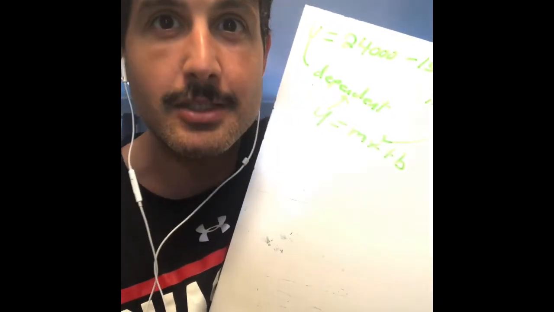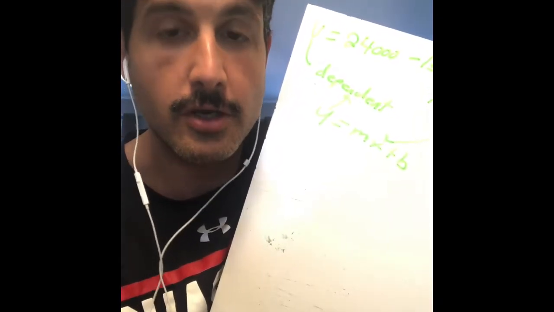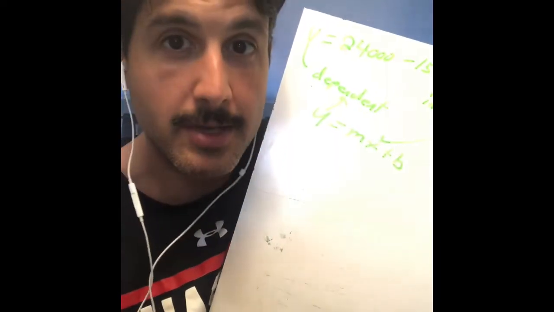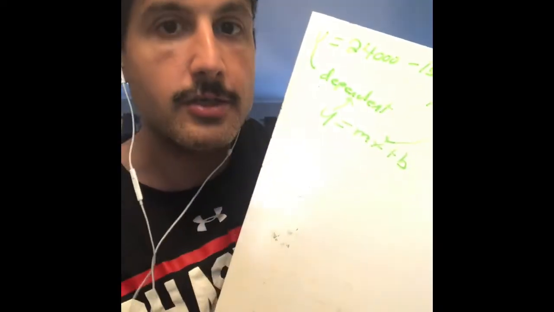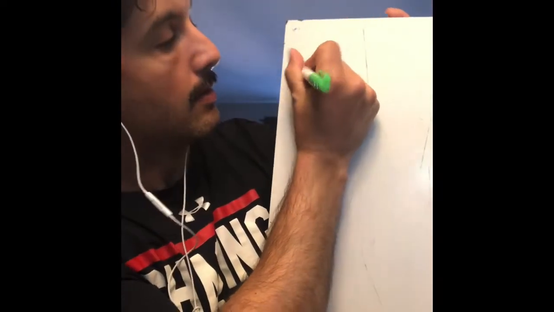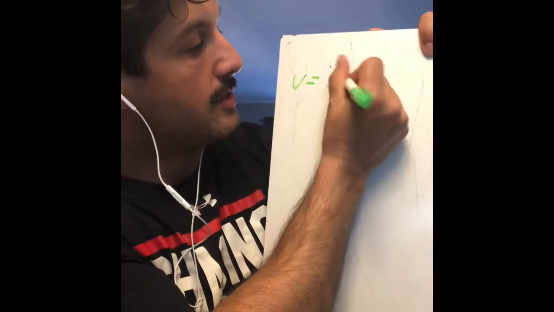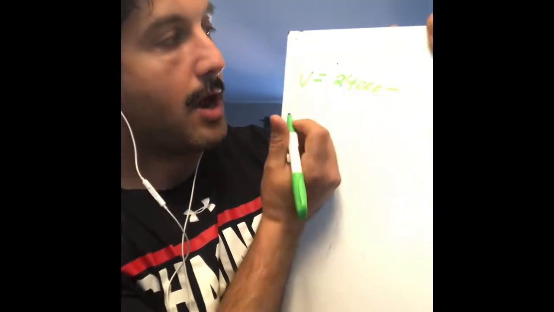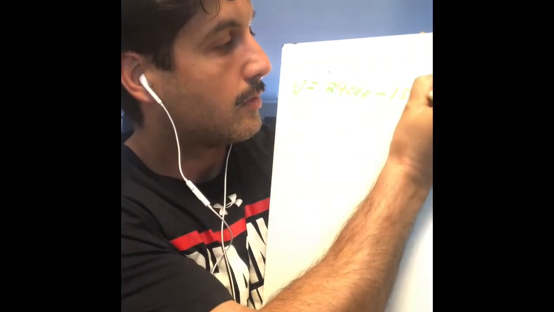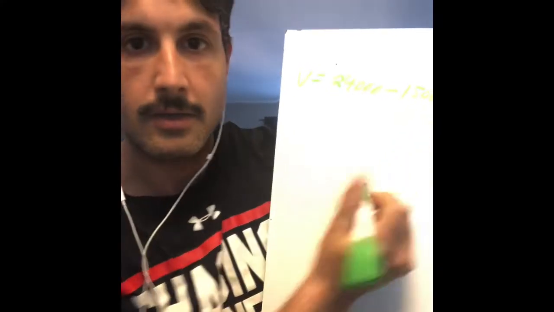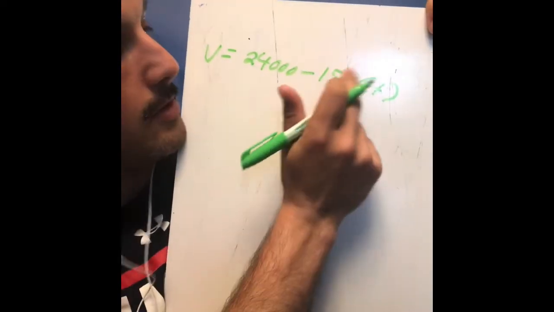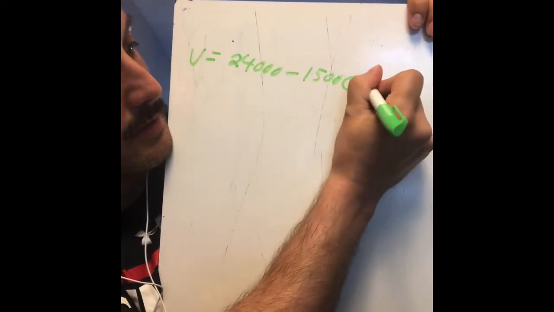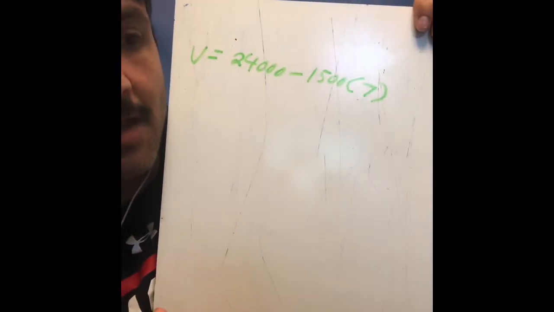Last thing we need to do, we need to predict the value of the car or determine it after 7 years. So we need to sub in 7 years, 7 for t. So I'm going to do that now. We've got the value of the car is equal to 24,000 minus 1,500t. So again, there's the t, but instead of putting a t in, I'm going to erase that and I'm going to put the number 7. That's because there's 7 years.